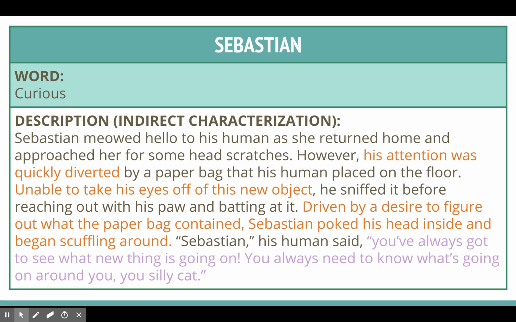Okay, if you guessed curious or some sort of synonym of curious, maybe nosy, then you would be correct. And the ways that I indirectly characterized Sebastian are indicated in colors. For example, his attention is diverted. He's unable to take his eyes off this object. He's driven by a desire to figure out what it contains. He pokes his head inside. Those are all actions that Sebastian takes. And then my reaction, in which I'm saying, you always have to know what's going on. You always have to see what's going on. So that all points to Sebastian being curious.